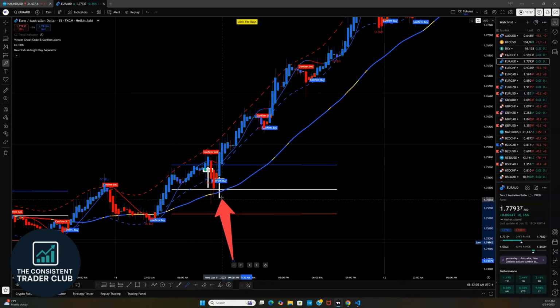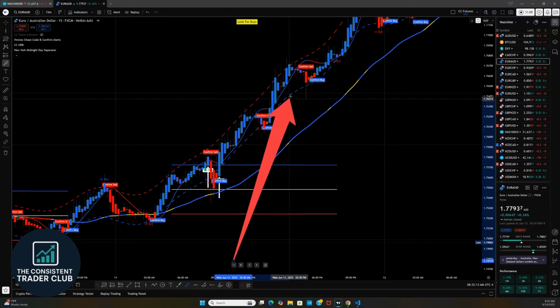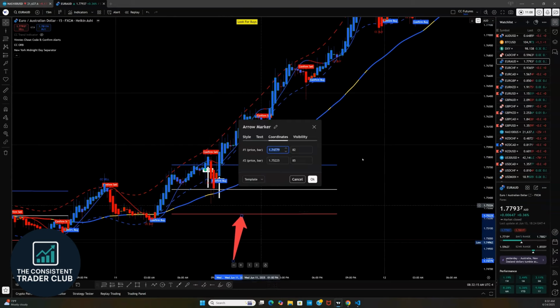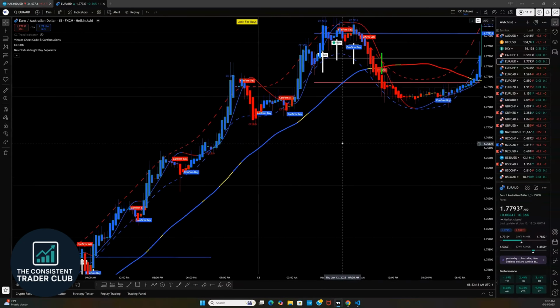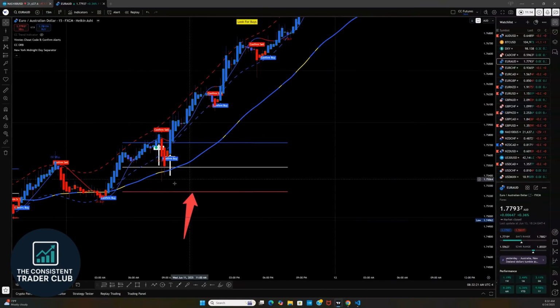You had a confirmation buy, a cheat code buy signal. Our entry is on a confirmation buy, right? And then price shot up to the moon. Okay, price shot up to the moon here. And this is, I think, Wednesday reversal. Yeah, so a Wednesday reversal day. Beautiful, beautiful setup here on Euro AUD.